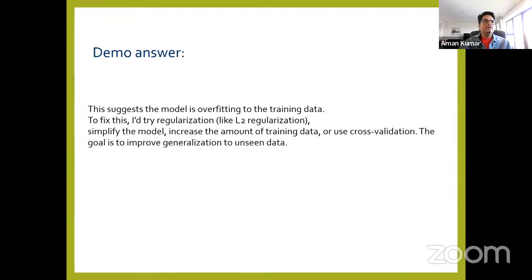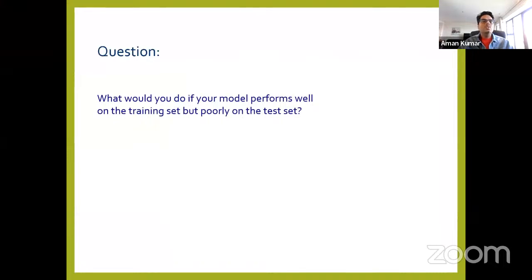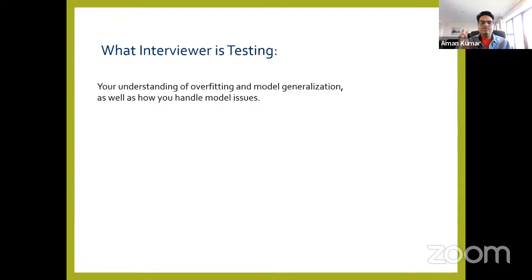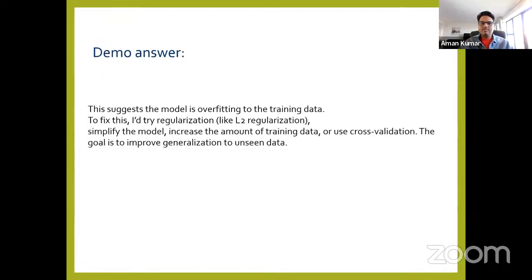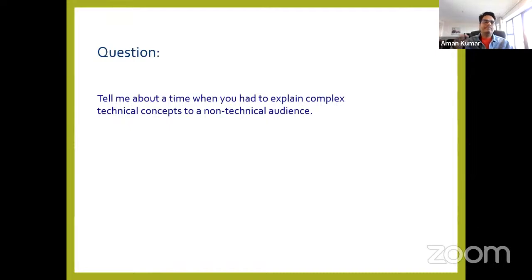Got it? And I want you to write answers. Don't be lazy, because this is not a lazy exercise. If you don't write, if you don't discuss openly, you will not know what the problem is with your answer. So what is the question here? What would you do if your model performs well on training but not on test? The intent is checking your understanding of overfitting and model generalization. Answer is this. Let's go to the next one.